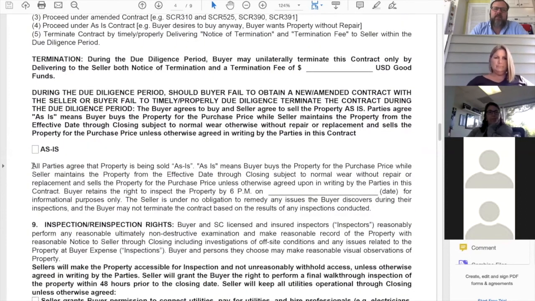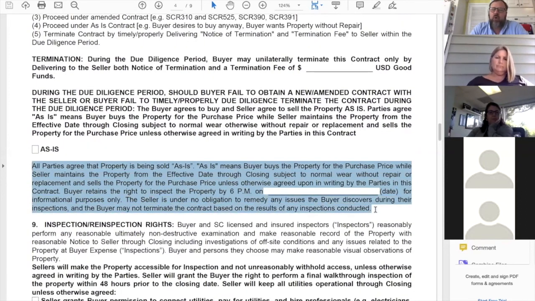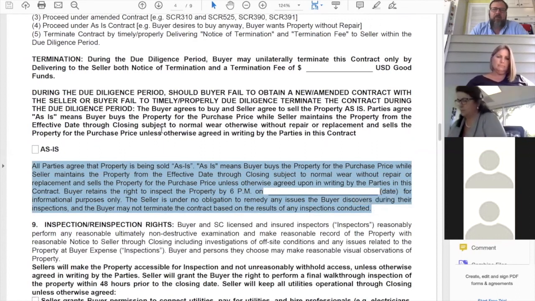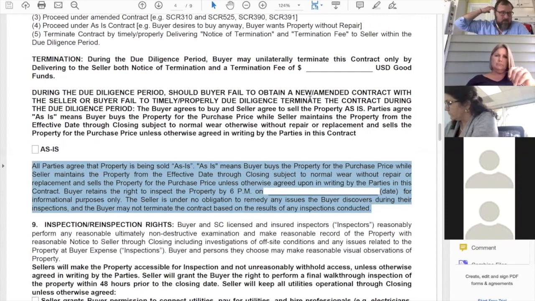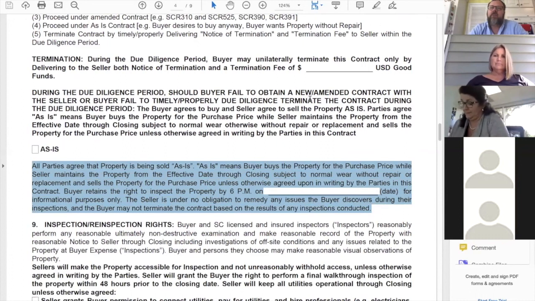As is basically says the property is being purchased regardless of what the buyer finds out about it. The buyer is more than happy to have an inspection done by a certain date. I don't even know why they put a date in there because it doesn't matter. And should they find out that the house is sinking with mold, having had a murder occur in it with every appliance not working and the roof falling in, it's just for informational purposes only. He or she still has to buy the house.